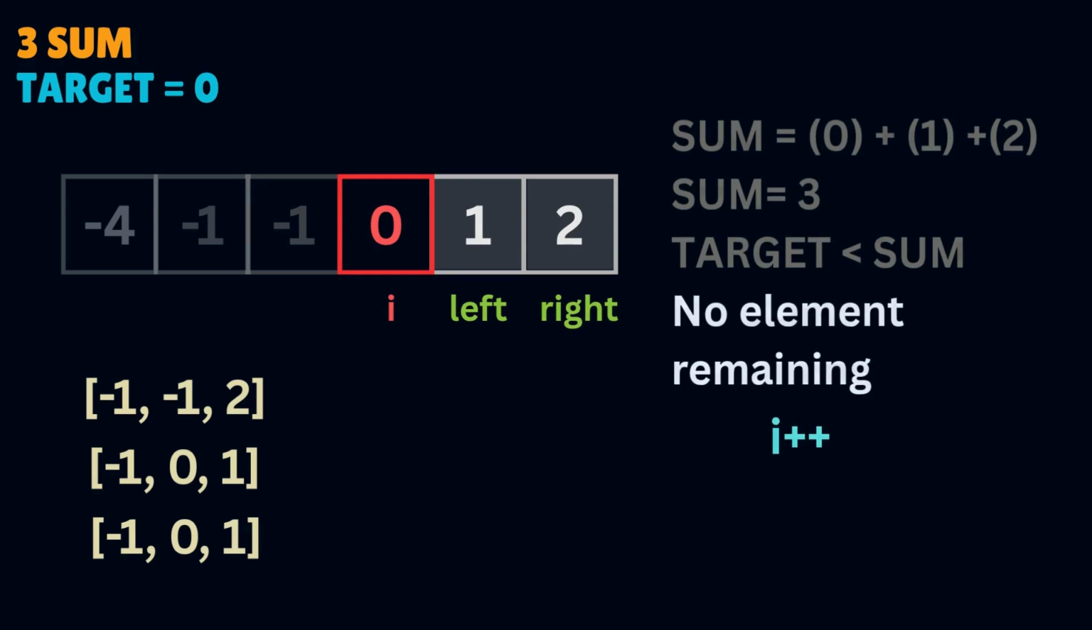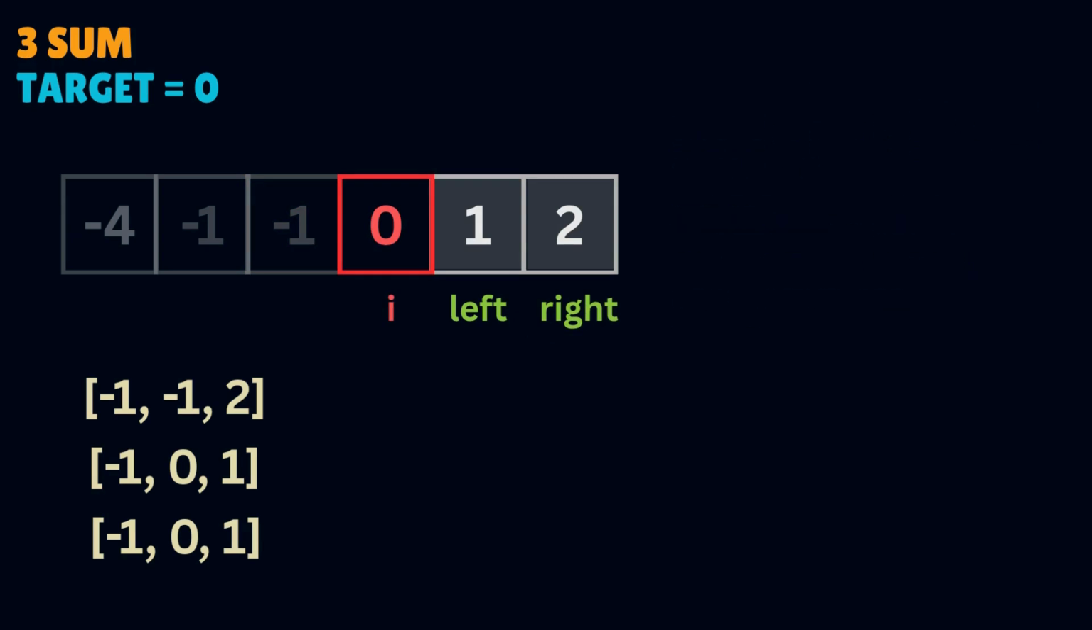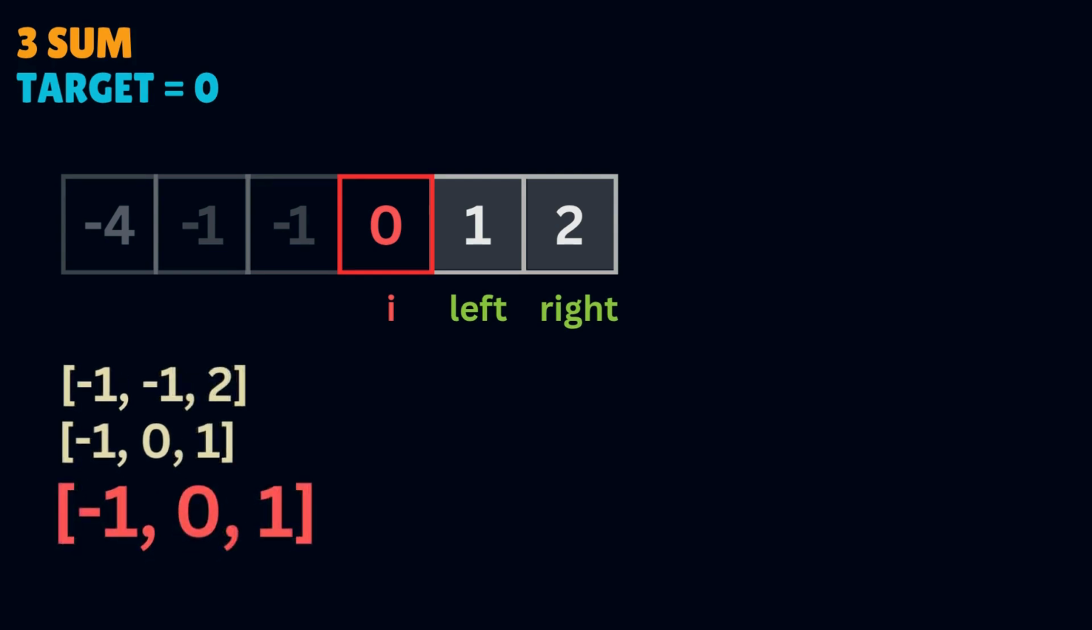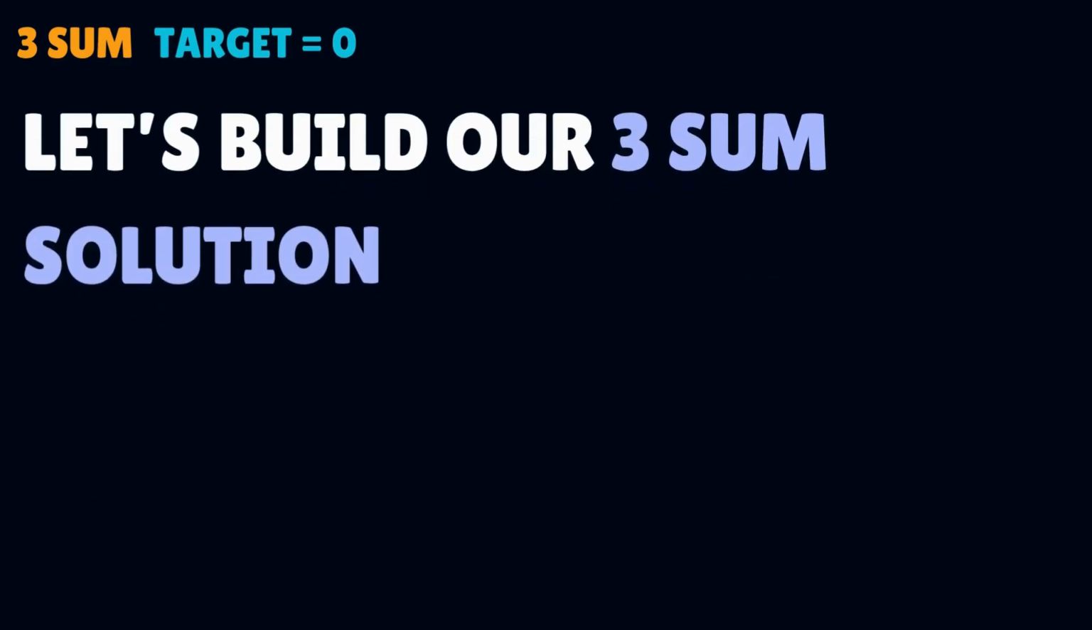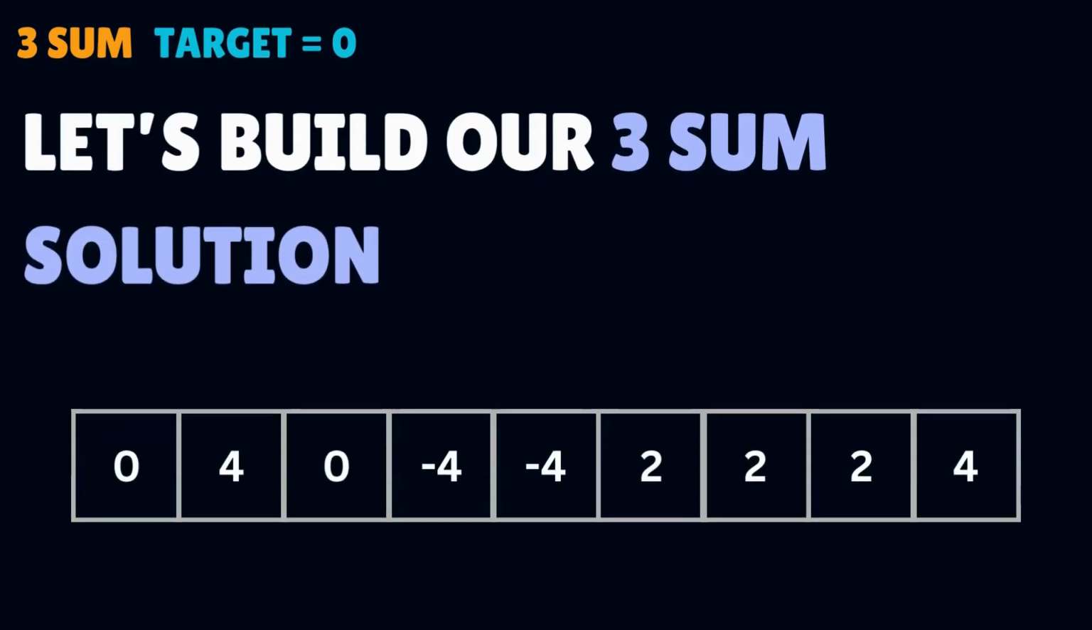By following this process, we find a total of 3 triplets that add up to 0. But as you can see, there is 1 duplicate triplet here. In the final result, duplicates are not allowed. Okay, now let's build our 3-sum solution with an easy example.